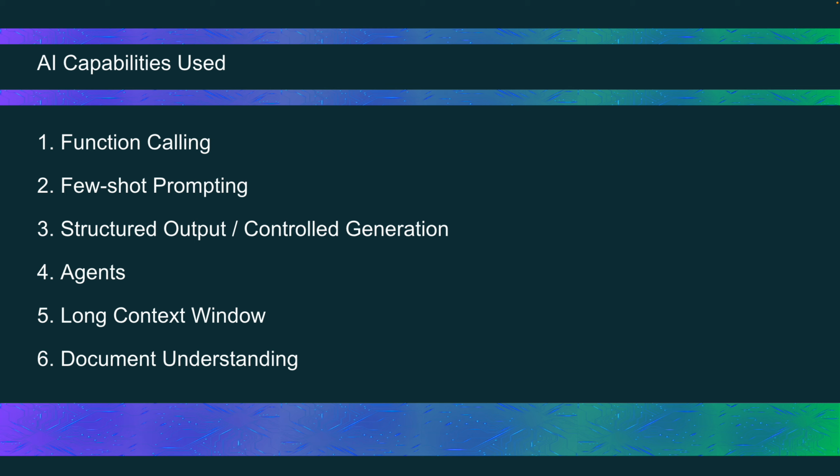Long context window. A long context window allows the agent to remember previous parts of the conversation, even across multiple exchanges. This means the AI can refer back to earlier details like preferences or previously mentioned information, ensuring a smooth, coherent conversation. Document understanding. Document understanding allows the agent to read and interpret both structured and unstructured documents. It extracts useful information from these documents, enabling the AI to make data-driven recommendations or decisions. Now let's dive into the code and see how everything comes together.